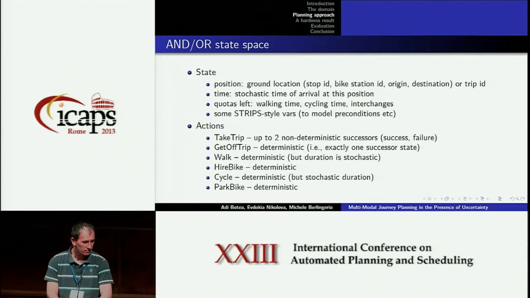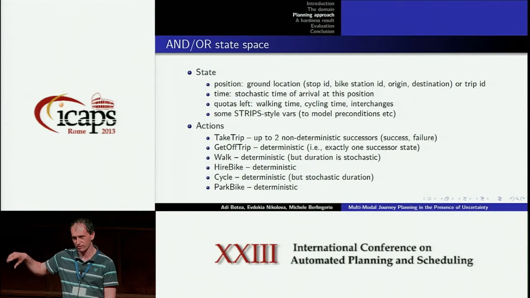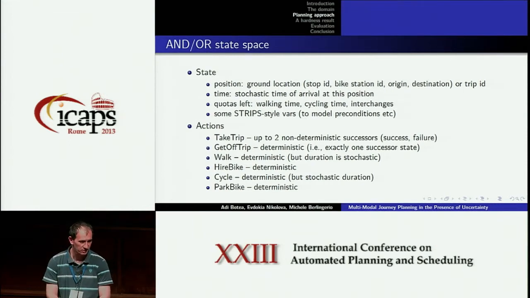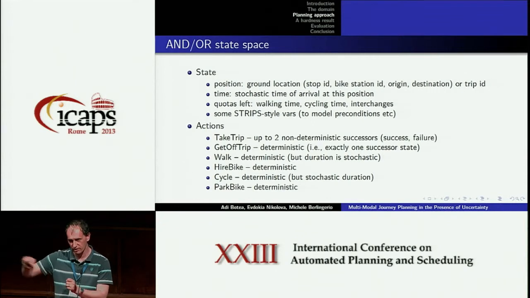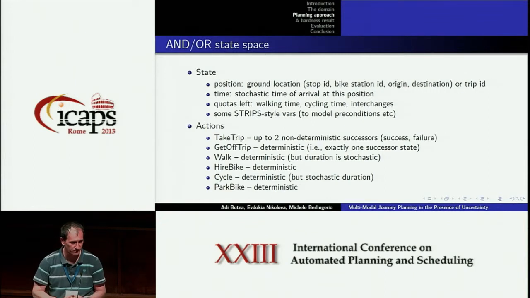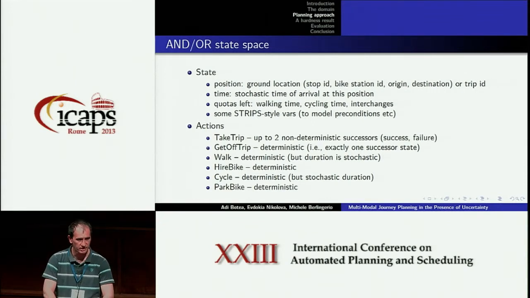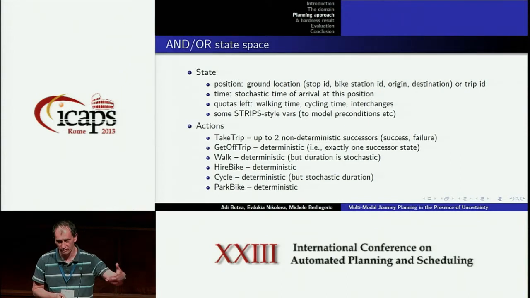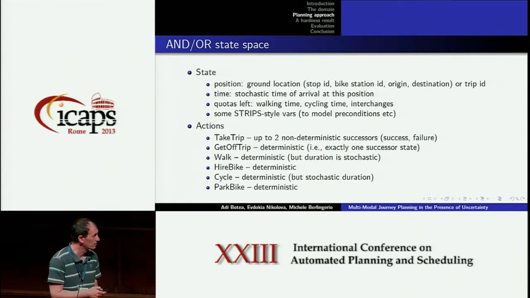Walk is also deterministic in the sense that there is exactly 1 successor state. We always succeed in completing a walk. But what is uncertain here is the duration of the walk, which is once again modeled as a probability distribution. Hire bike is deterministic, it always succeeds. Cycle is very similar to walking, and park bike is deterministic again because, under our assumptions, we are always able to park the bike at a station.